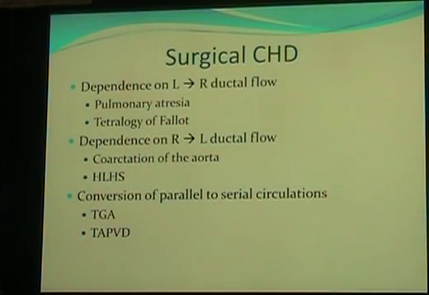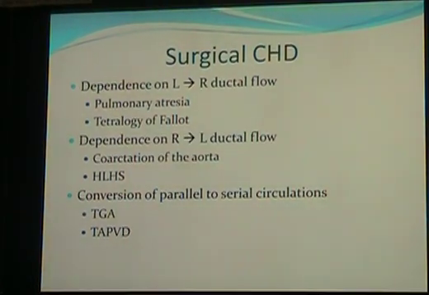But what about surgical congenital heart disease? Surgical congenital heart disease generally falls into three categories, which I've shown below. There are those conditions which are dependent in the infancy or newborn period on left to right ductal flow. The example of that would be your right-sided obstructive lesions, such as pulmonary atresia or tetralogy of Fallot. In these cases, unless you have a left to right shunt across the ductus arteriosus, the children cannot survive. And for that reason, prostaglandins can be life-saving.